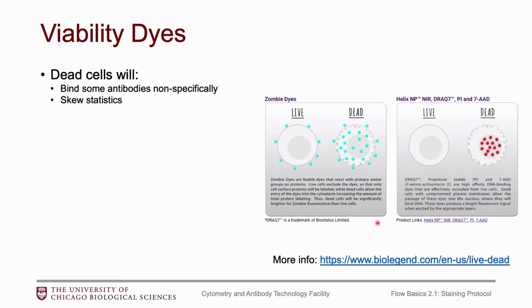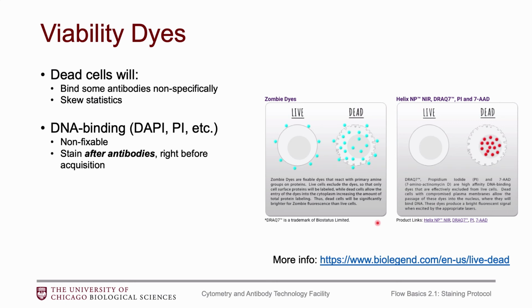So viability dyes are very important. You definitely want to include those in your experiment to remove the dead cells. But the protocol depends on which type of viability dye you choose. So if you choose a DNA binding dye, which is DAPI or PI are the common ones, there are more beyond those.